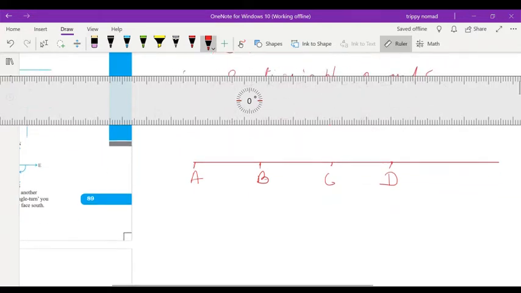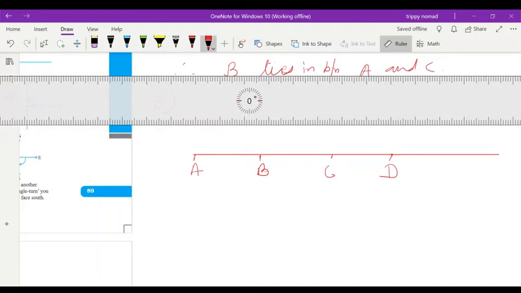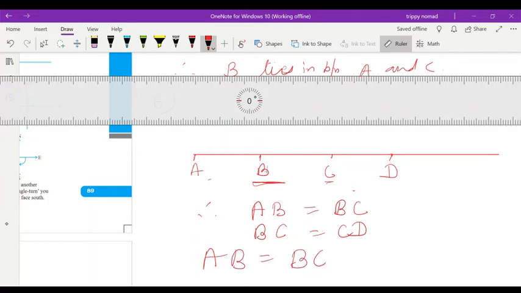You know that the points which are lying on the same line are called collinear points. B is the midpoint of AC. Therefore, AB is equal to BC. And C is the midpoint of BD. Therefore, BC is equal to CD. Understood? AB is equal to BC and BC is equal to CD.